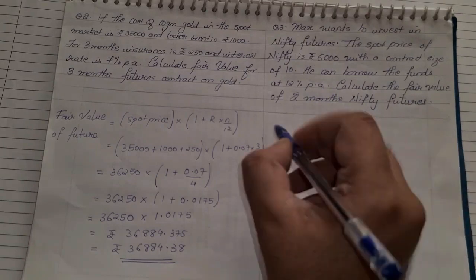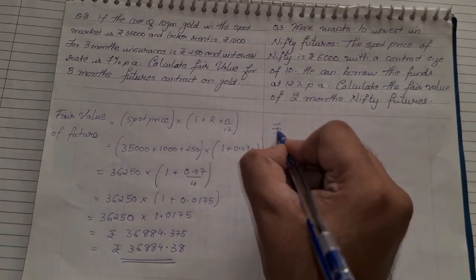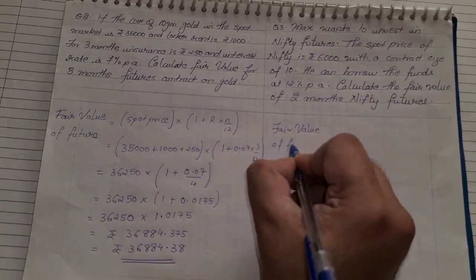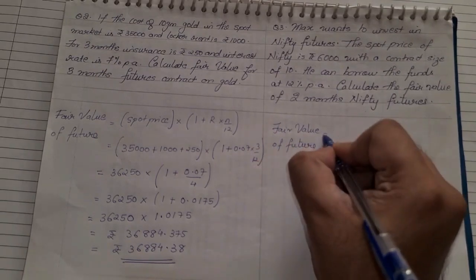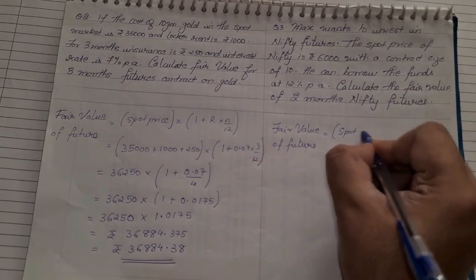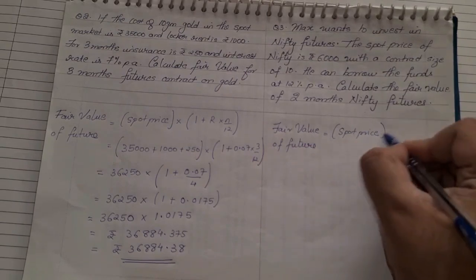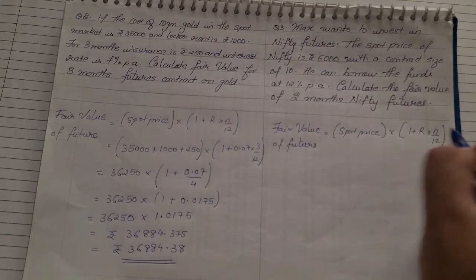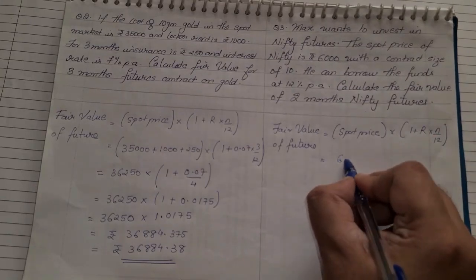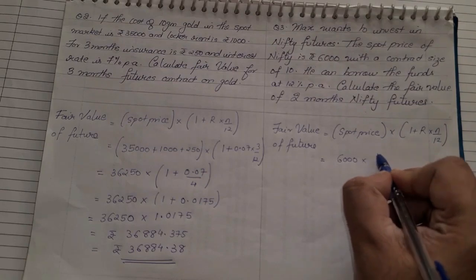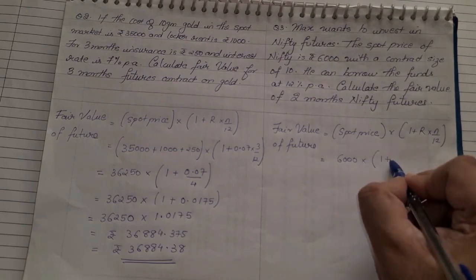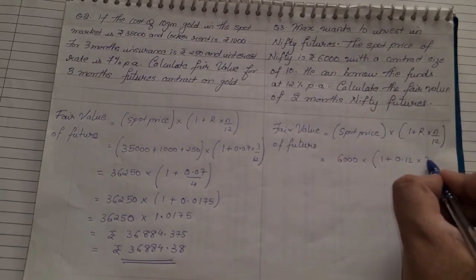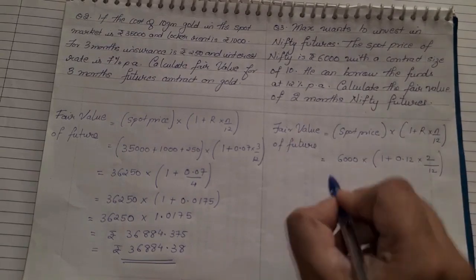Again, nothing new, it's a similar way. So first we'll find the fair value of future. Again, similar formula. So that is spot price into 1 plus R into N divided by 12. So the spot price in this case was 6,000 into 1 plus R. The rate is 12%, so 0.12. Now 2 months future, so it will be 2 divided by 12.